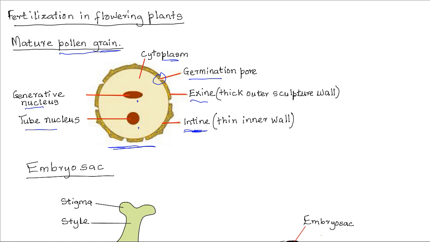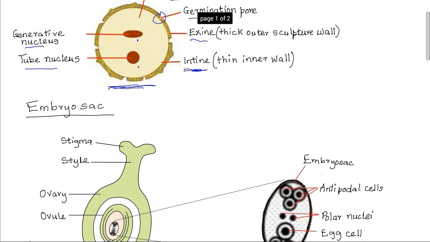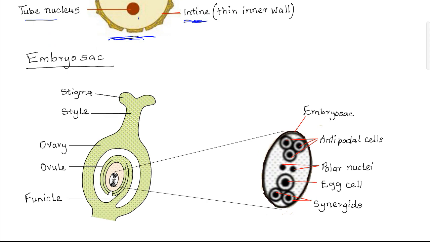So the pollen grain is not the male gamete, but is a structure that carries the male gametes, as we shall see. While on the other hand, the female gamete is carried in the embryo sac. The embryo sac is contained within the ovule of the flower. The female part of the flower is known as the carpel, consisting of the stigma, the style, and the ovary. Now within the ovary, we have one or more ovules.